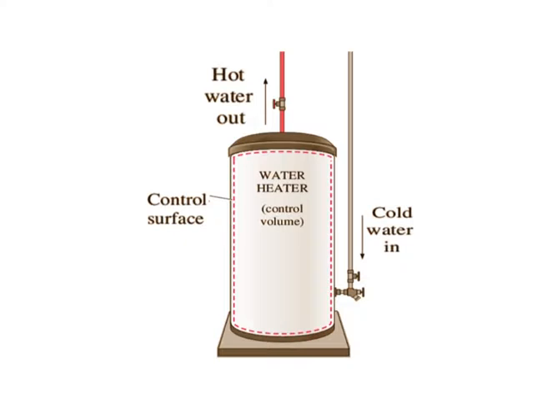Instead, we can concentrate our attention on the volume formed by the interior surfaces of the tank and consider the hot and cold water streams as mass leaving and entering the control volume. The interior surfaces of the tank form the control surface for this case, and mass is crossing the control surface at two locations. A control volume can involve fixed, moving, real and imaginary boundaries.